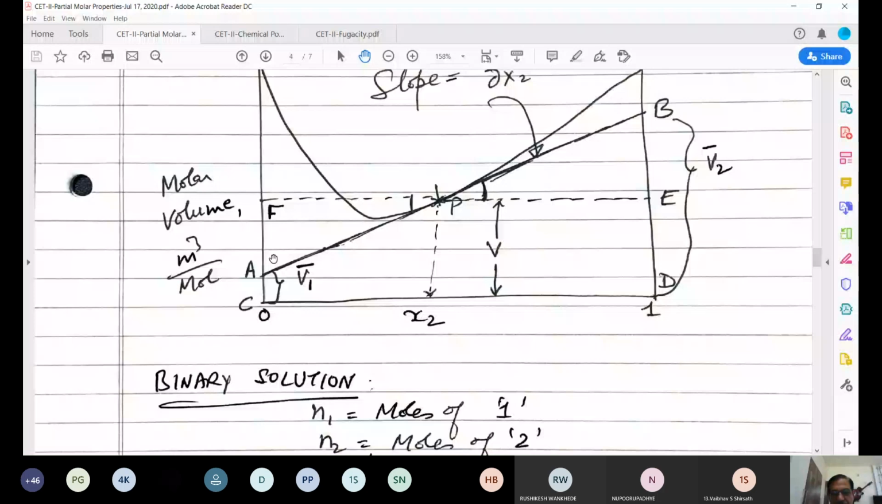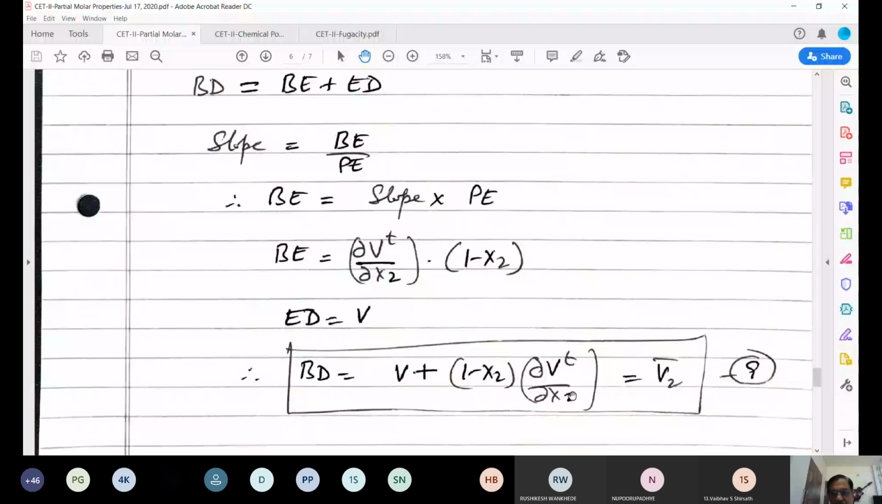So what we get is BD is equal to B plus ED. B is 1 minus x2 into double Vt bar double x2, which is nothing but V2 bar. We have seen that the equation for V2 bar is V plus 1 minus x2 into double Vt by double x2.